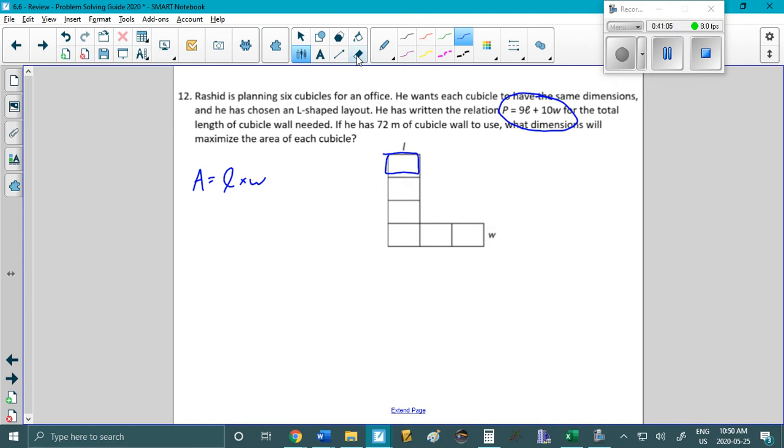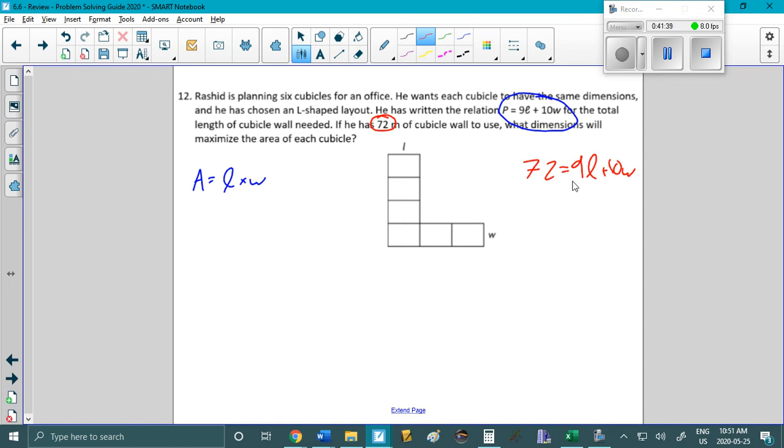So we want to know, we got to express L or W in terms of the other. So here's my hint. 72 meters is what he's using altogether. The total length of cubicle wall needed. So I think that's all these walls combined. Okay, so we can say 72 equals 9L plus 10W, right? Because 72 is kind of the perimeter. That's kind of what we're talking about here.